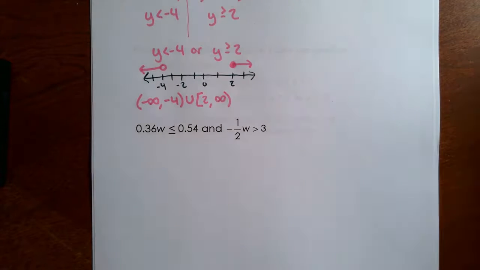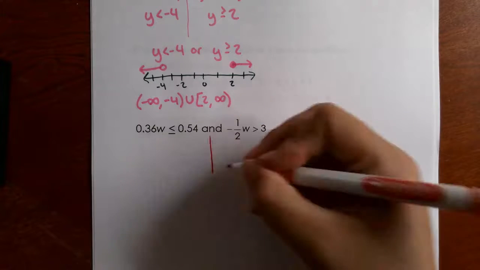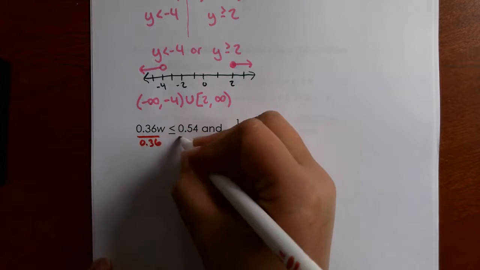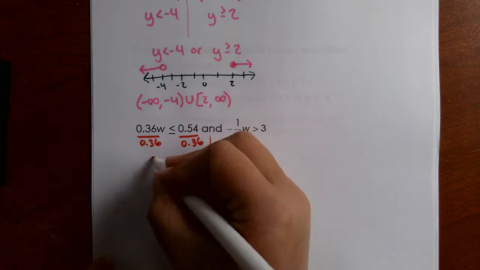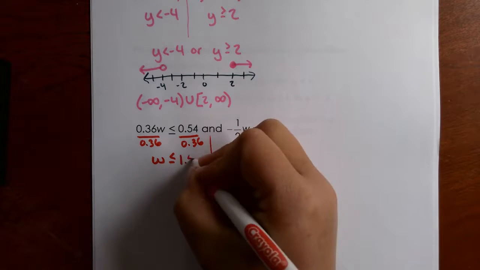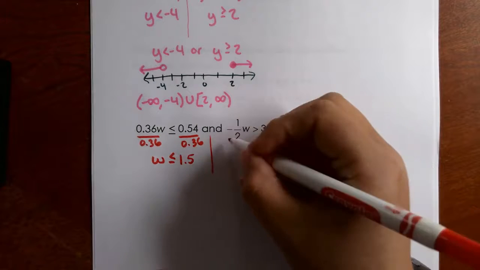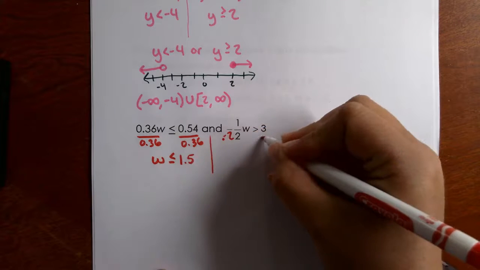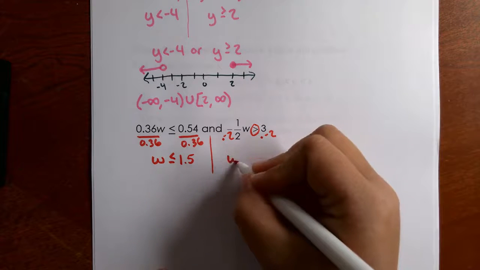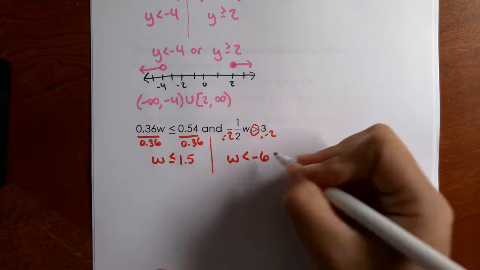Now let's look at this next one. I have 0.36w is less than or equal to 0.54 and negative 1/2 w is greater than 3. We're going to start off by treating it as two separate inequalities. I'm going to divide both sides by 0.36. So I get w is less than or equal to, and I'm going to do this one with my calculator quick, I get 1.5. And to get rid of my negative 1/2 here, I'm going to multiply both sides by negative 2. When I multiply by a negative, I need to flip my inequality also. So I get w is less than negative 6.